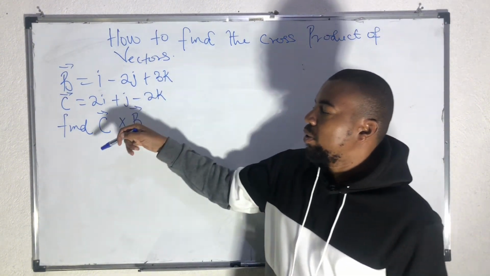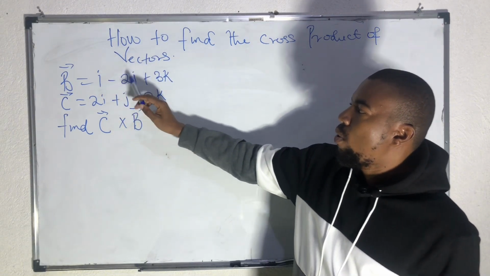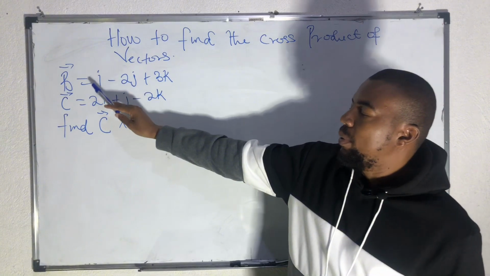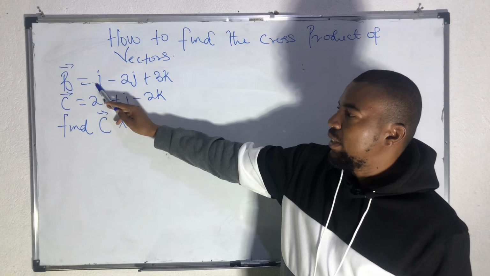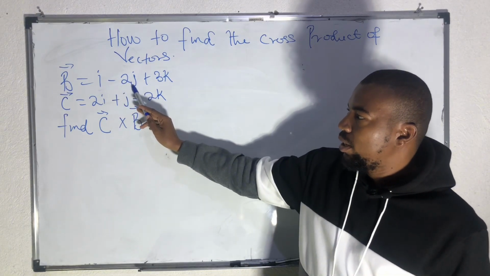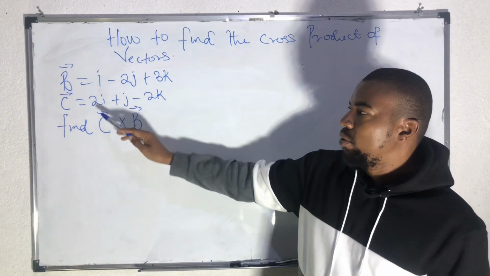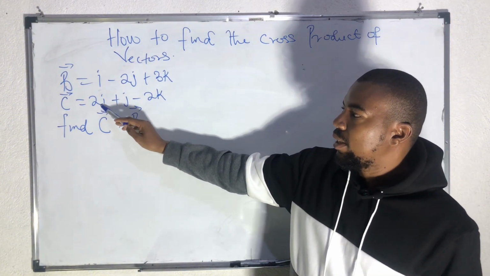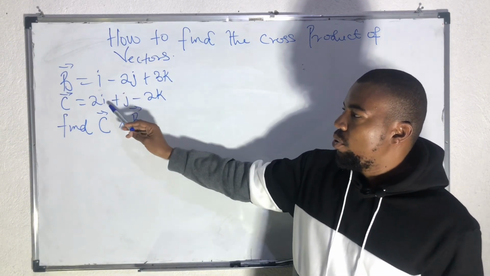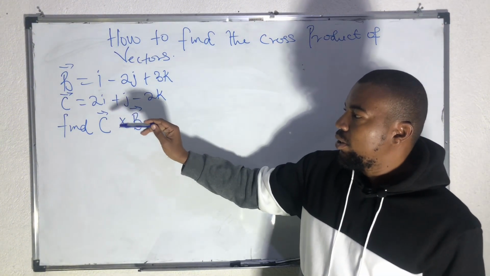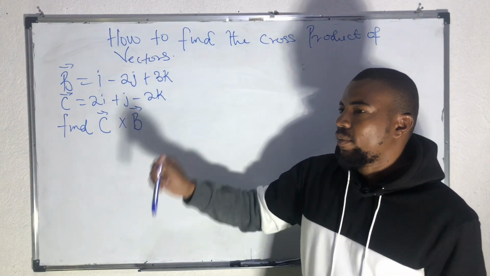Here we have two vectors, vector B. It has components in the x, y, and z, which are represented as i, j, and k. The i is for the x component, the j is for the y component, and the k is for the z component. If you look here, you also have your C. It has components in the x, y, and z respectively, where i represents the x, the j represents the y component, while the k represents the z component.